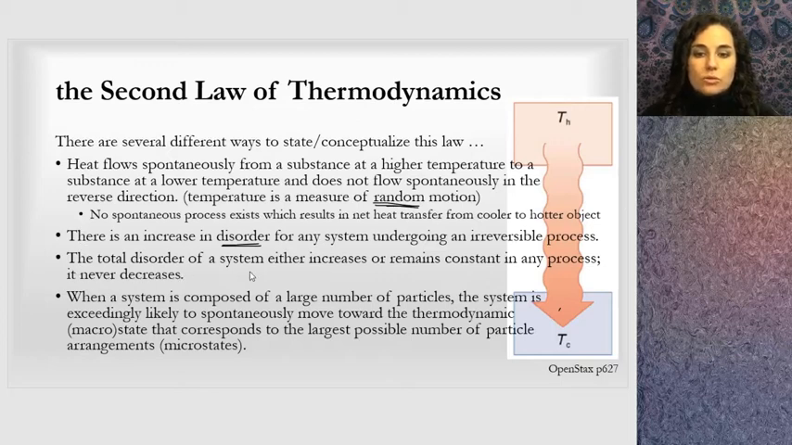The total disorder of a system either increases or remains constant in any process. It never decreases. So when we quantify and count disorder in a system, we have a rule that this disorder has to follow. The last part here says, when a system is composed of a large number of particles, the system is exceedingly likely to spontaneously move towards the thermodynamic macrostate that corresponds to the largest possible number of particle arrangements in their microstates. So I've been hinting at this.